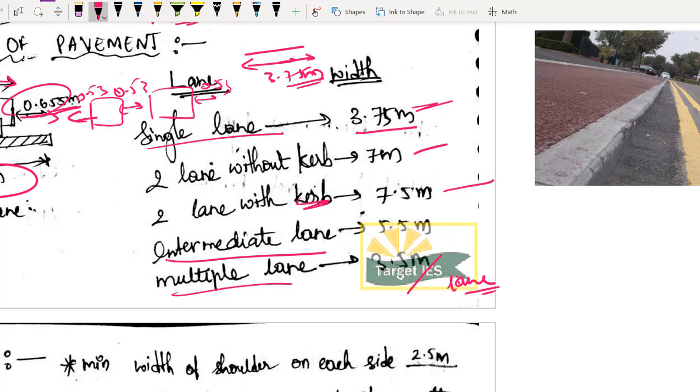So if you want 4 lane, okay, so what you are doing, you are taking 3.5 meter per lane. अगर 4 lane है तो multiply कर लेना. I hope you got it. 5 lane है तो multiply कर लेना. 6 lane है तो multiply कर लेना. I hope you got it. So like that you have to do.